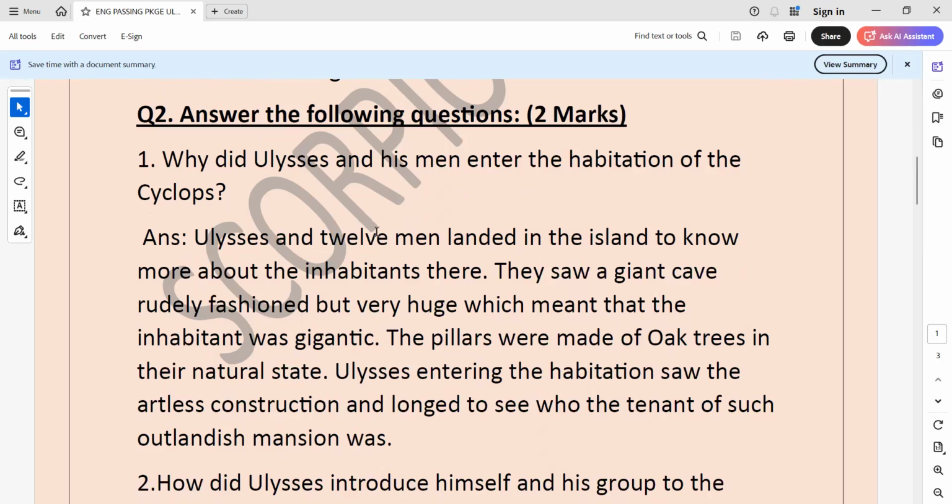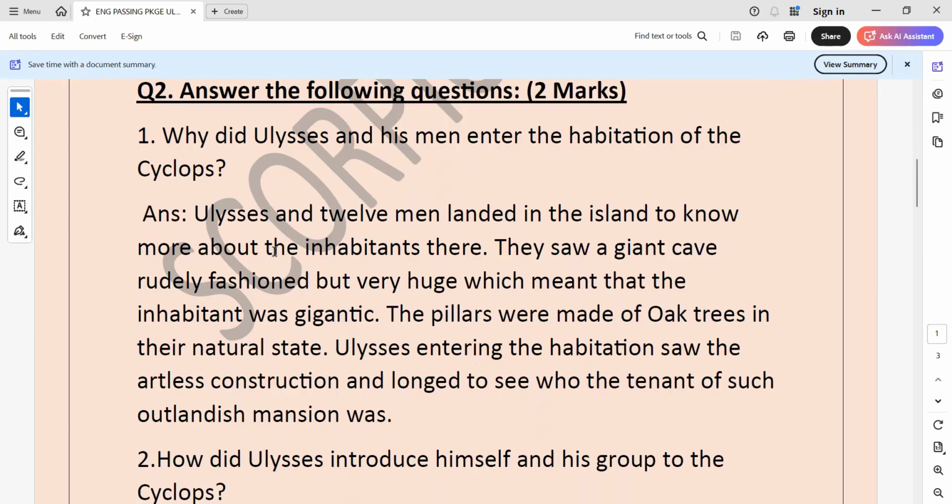Why did Ulysses and his men enter the habitation of the Cyclops? Answer, Ulysses and 12 men landed in the island to know more about the inhabitants there. They saw a giant cave rudely fashioned but very huge, which meant that the inhabitant was gigantic. The pillars were made of oak trees in their natural state. Ulysses, entering the habitation, saw the artless construction and longed to see who the tenant of such outlandish mansion was.